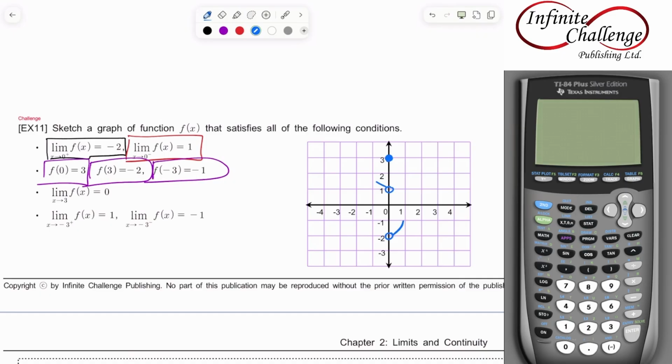The other two pieces of information it tells us is that when x is equal to 3, y is equal to -2. So it's going to be another point right here. And when x is equal to -3, the y value of the function is equal to -1. So here they are, the 3 points that I should keep in mind when sketching the graph of the function f of x.